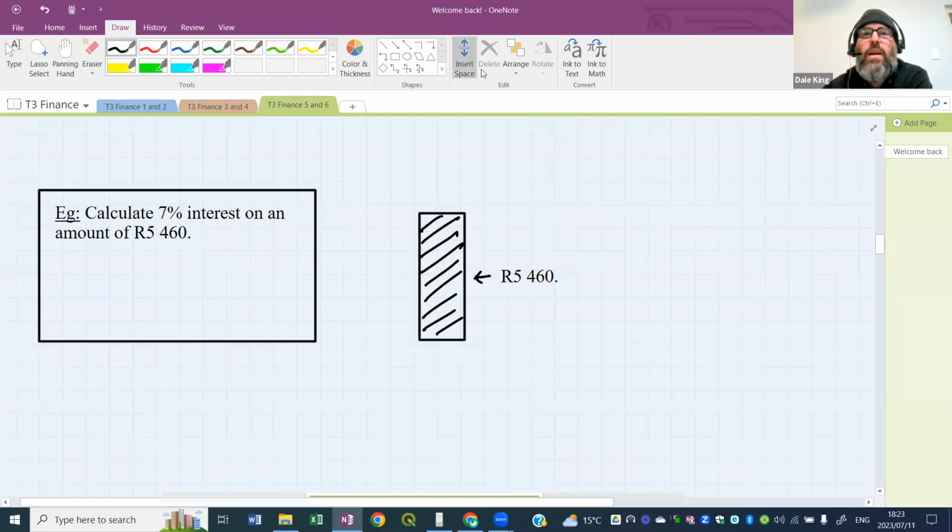Please, someone raise your hand. I need someone to explain to me. Yes, Tando, very good. Explain to me how I do this calculation. How can I calculate 7% interest on an amount of 5,460? Who can tell me how to calculate this? Anybody? Or Abile? All right, there we go.